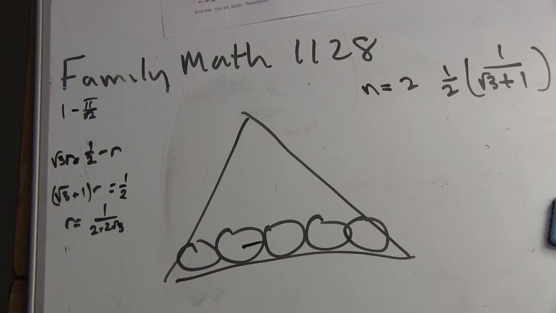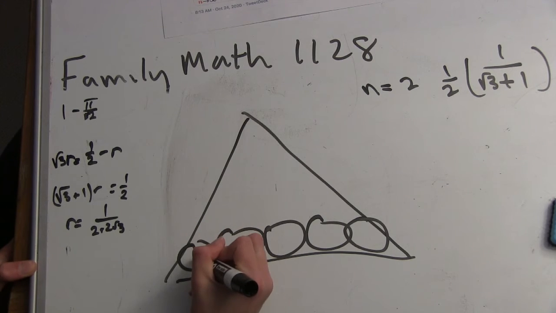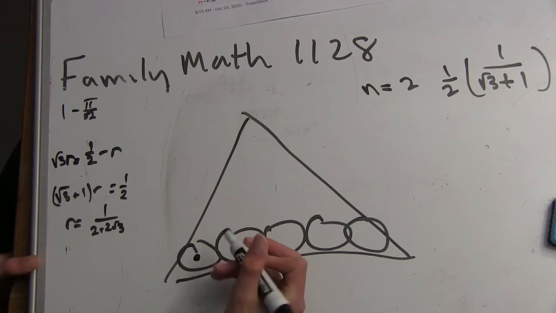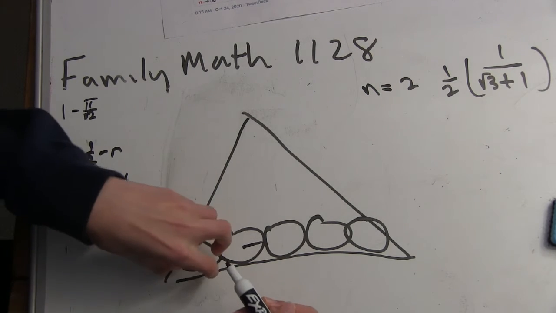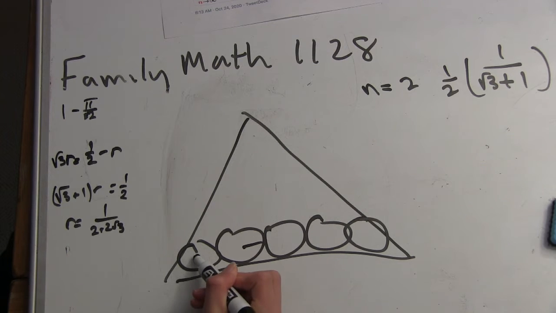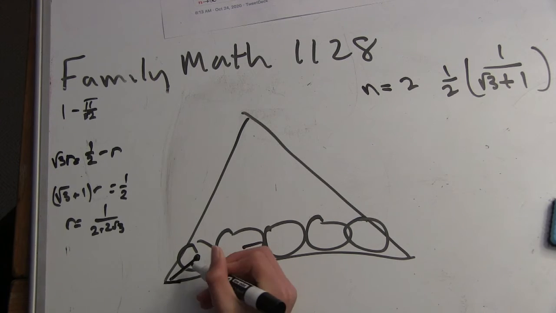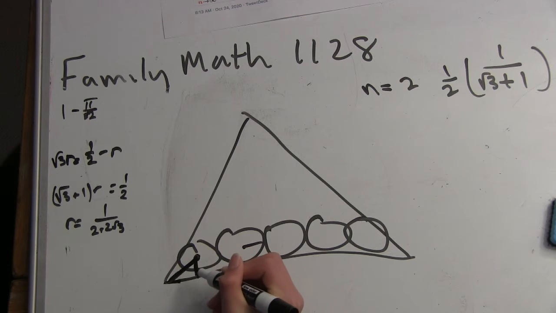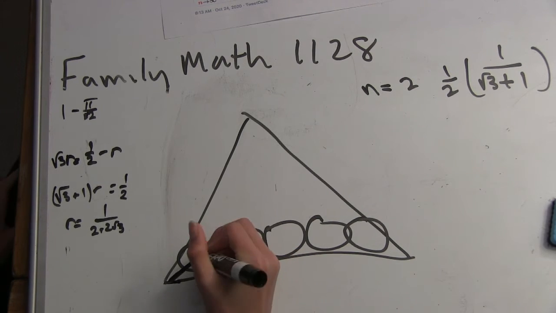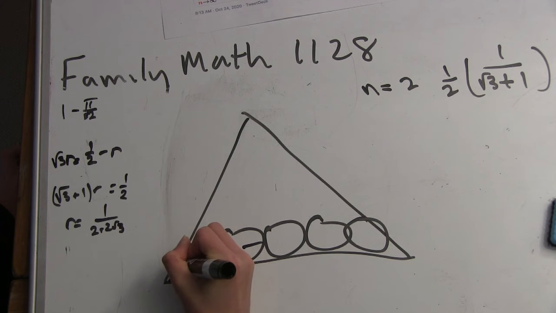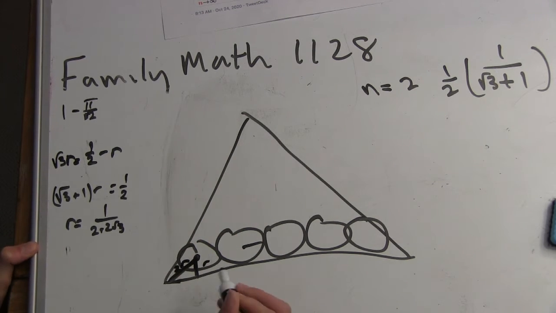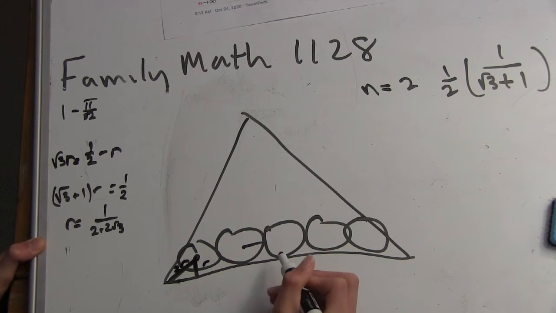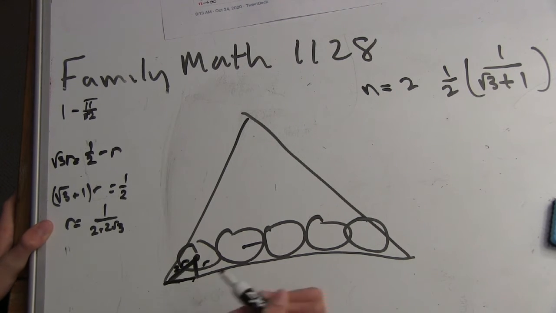Well, if we use a similar method, we're going to look at this last circle on the corner, and create a right triangle here, which is also a 30, 60, 90 triangle. And we know these two sides are R and 2R. And then we just need to figure out what this length is.